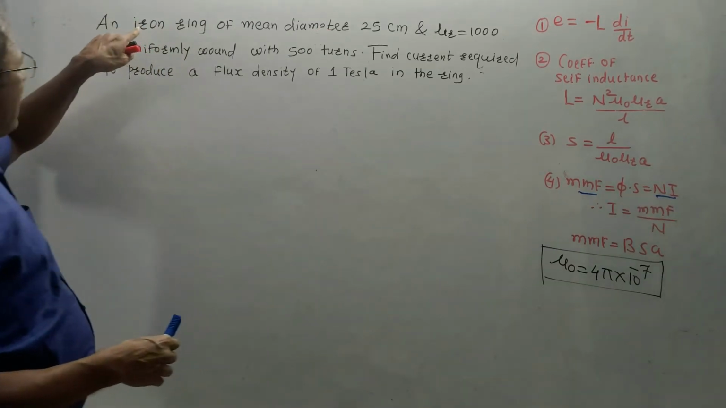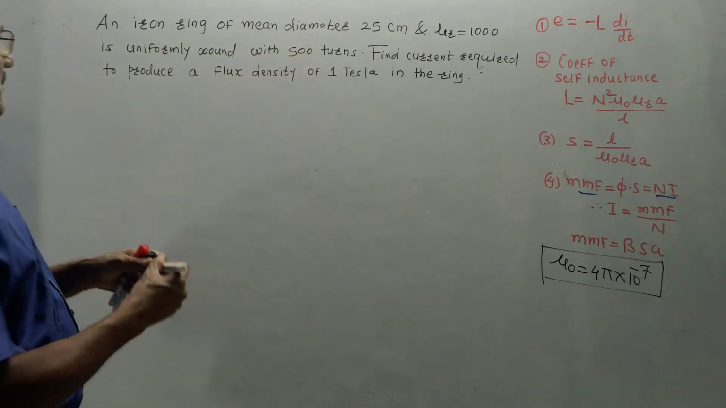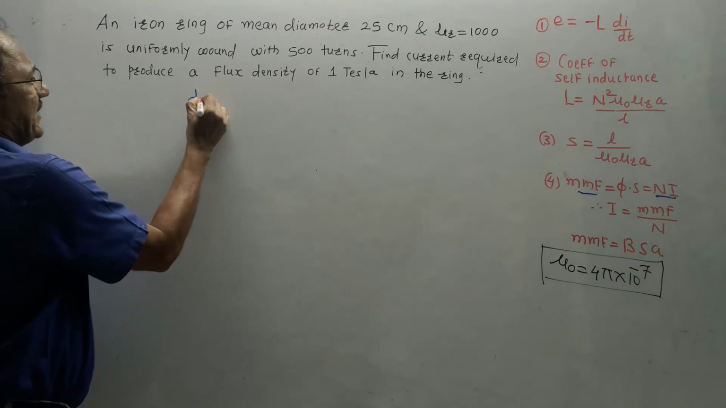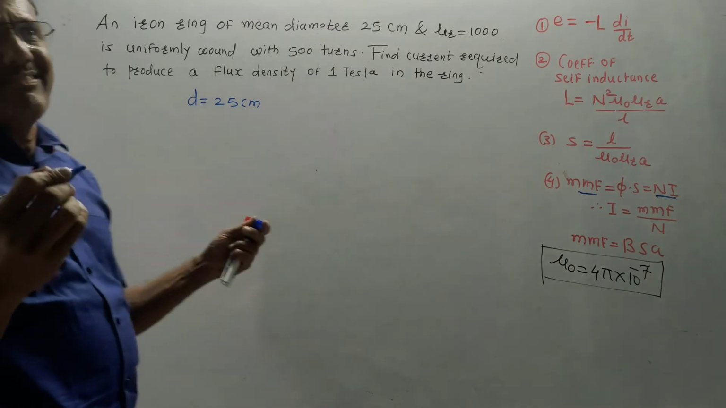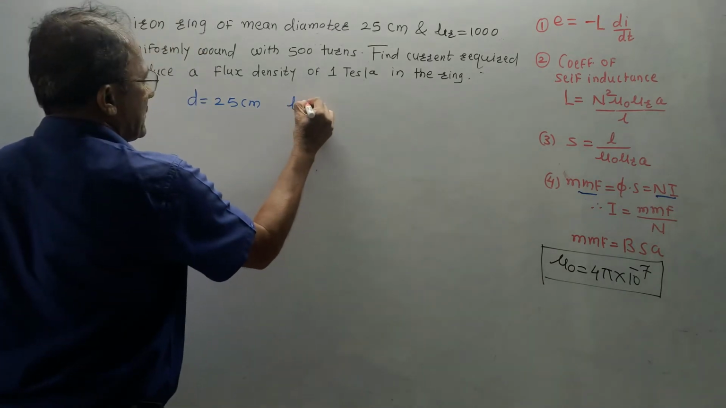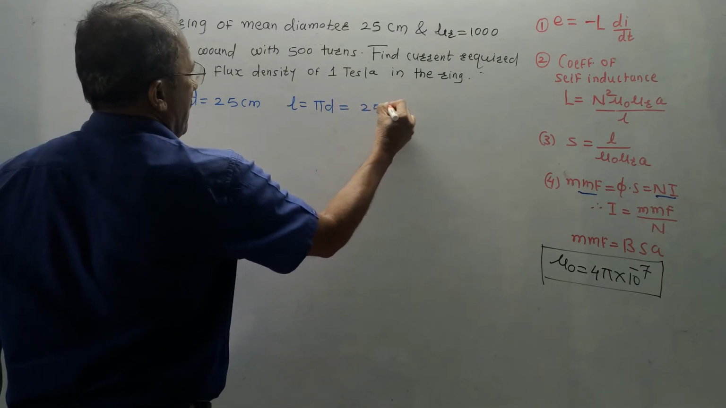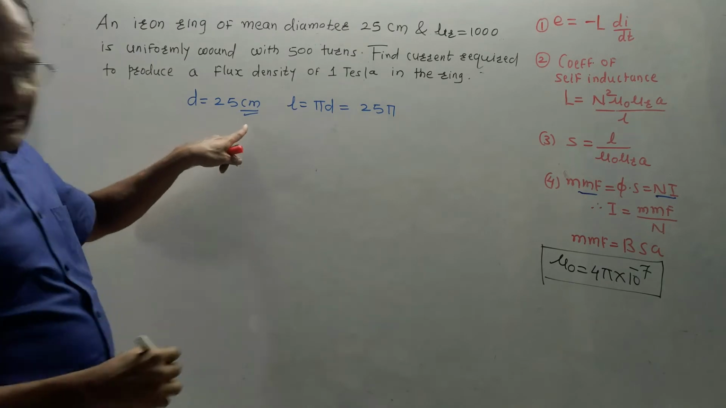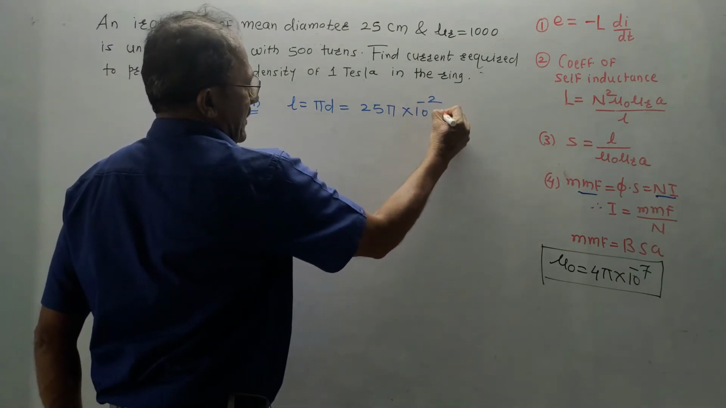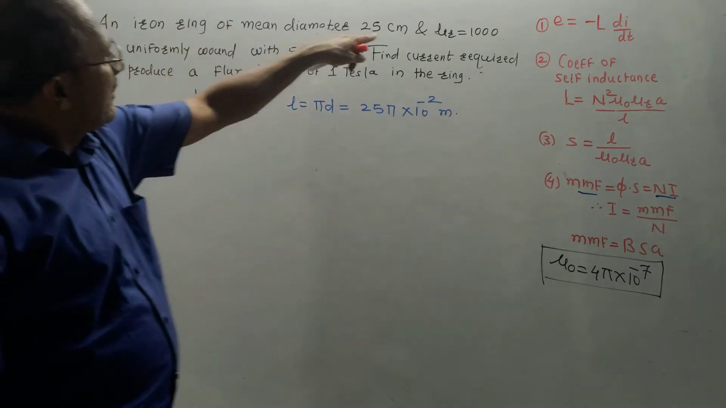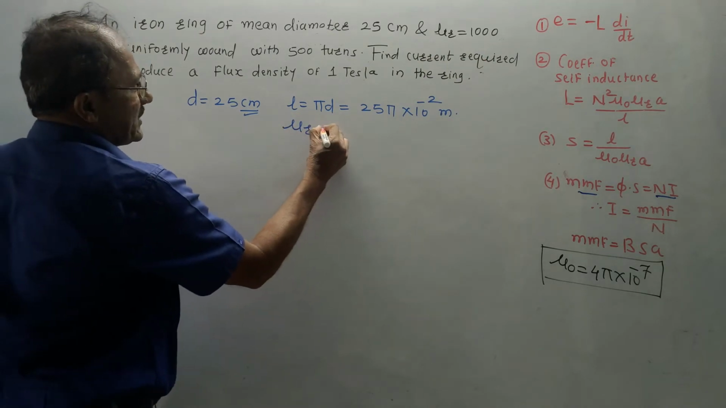The next problem is an iron ring of mean diameter 25 centimeter. Like the previous sum, diameter D is given, which is 25 centimeter. For calculation, we need a length or circumference. So L is equal to 2 pi r, that is pi d, which is 25 pi. But like the previous sum, this is given in centimeter. So multiply it with 10 raised to minus 2 to convert it in terms of meters. Of 25 centimeter, mu r is 1000. Mu r is relative permeability, which is 1000.